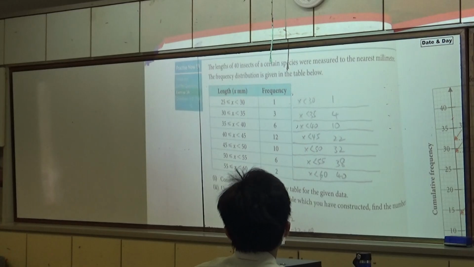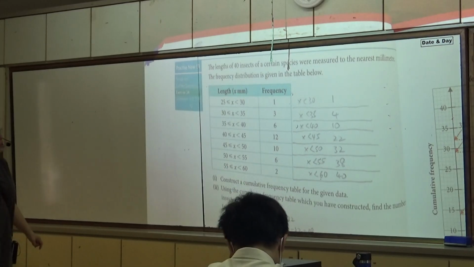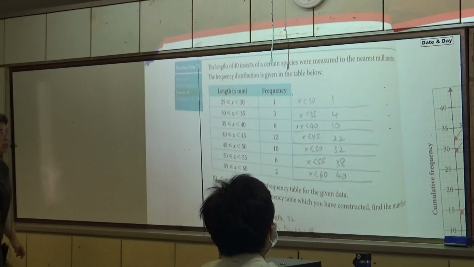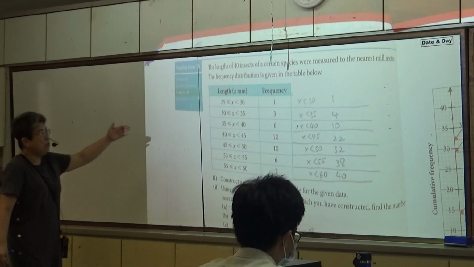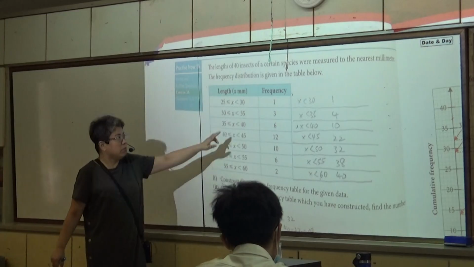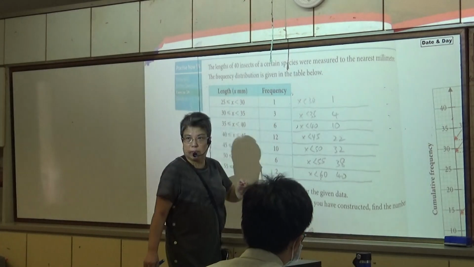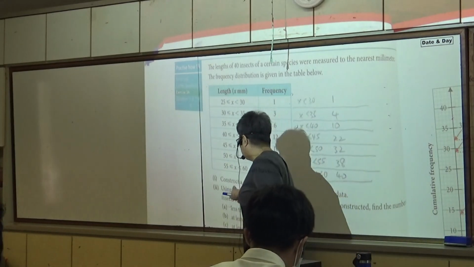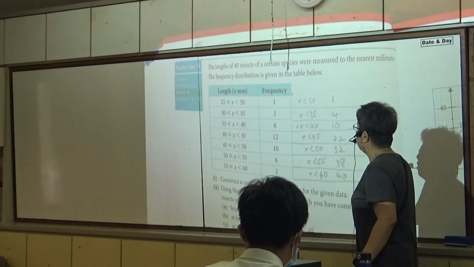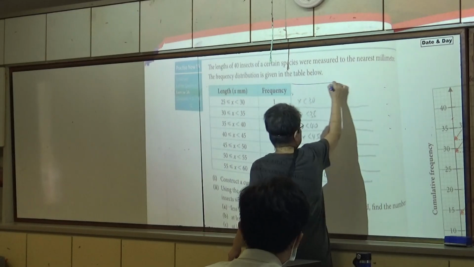Okay, can you all look at this question? The length of 40 insects of a certain species were measured to the nearest milliliter. The frequency distribution is given in the table below. So they give you this. Now you know that all these must add up to what? 40, right? Now they say construct a cumulative frequency table for the given data. Okay, can you draw beside it?